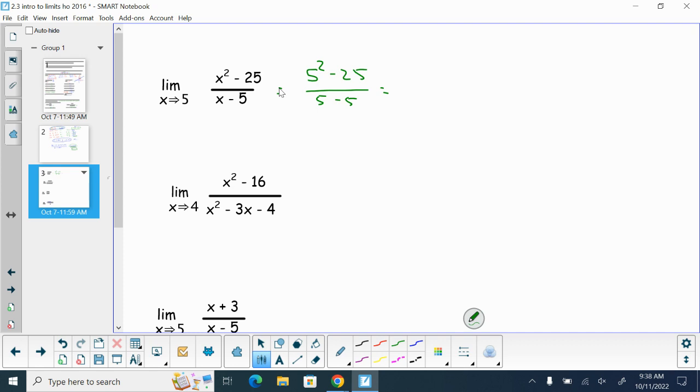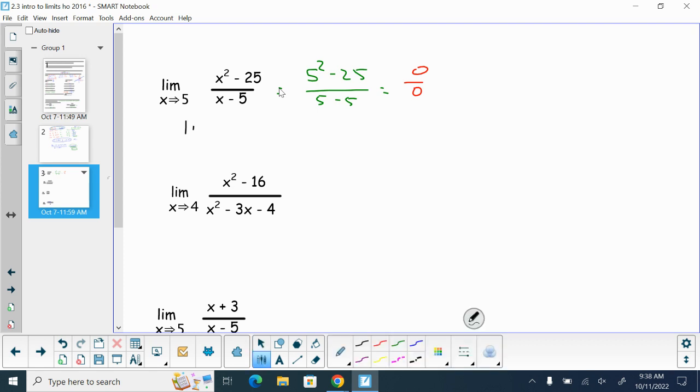Which gives us 0 over 0, which is an indeterminate form. Houston, we have problems. But we still want to be able to find limits. So if we take a look at the idea of limits, what could we do with our numerator here to maybe help us out? We have x squared minus 25. Factor it out. Let's see what happens when we factor.